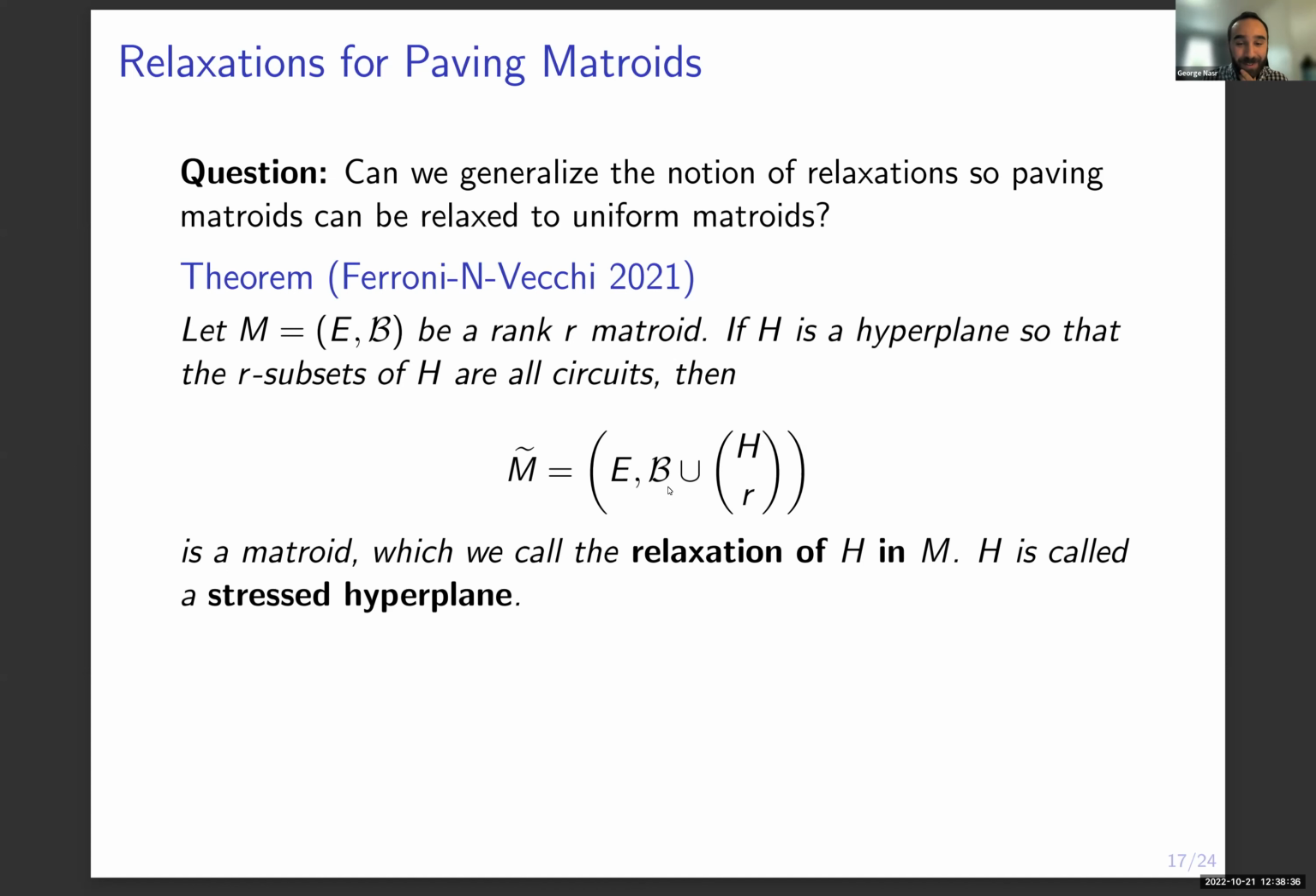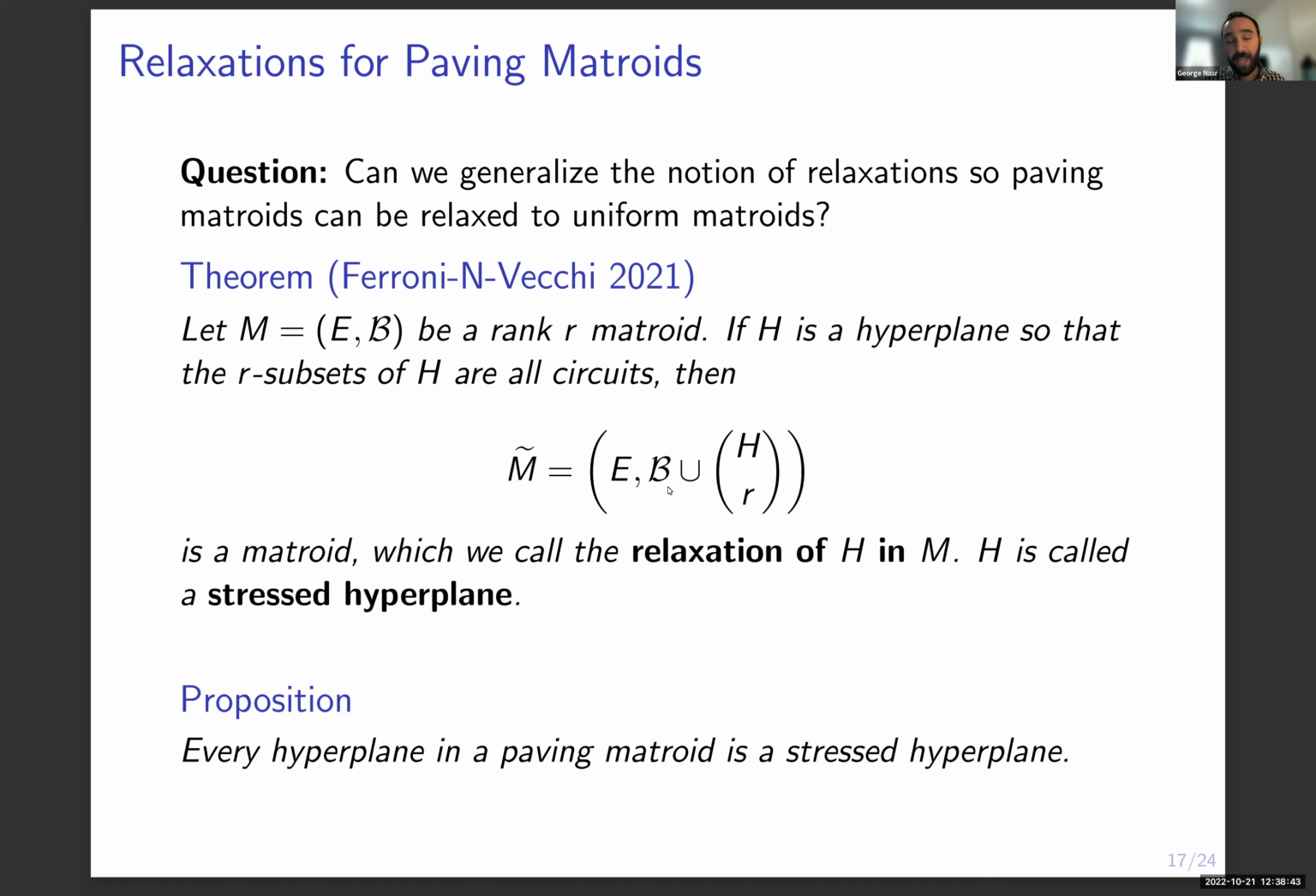Okay, awesome. And so this is a cool operation that we've generalized. And now the point is that you can prove that every hyperplane in a paving matroid is stressed. And thus I can go through and relax all of the hyperplanes in my matroids until I've added all the possible R subsets back into the set of bases, and thus recovering a uniform matroid. So this successfully generalizes the notion of a relaxation. It does exactly what I sought out to in this question above. Okay, so that's this relaxation operation.